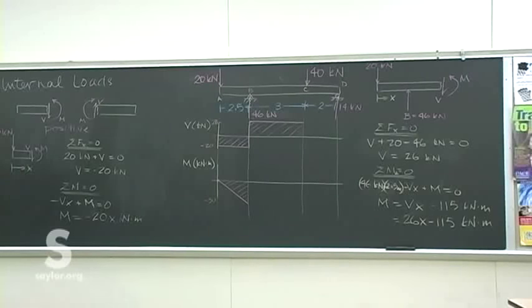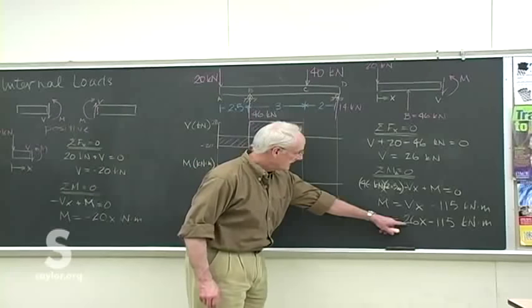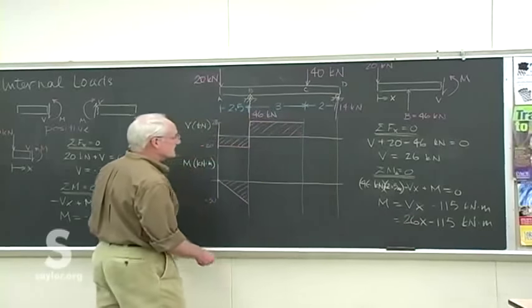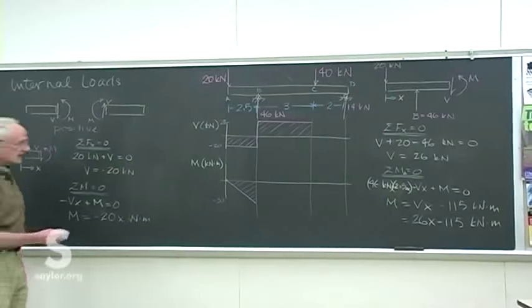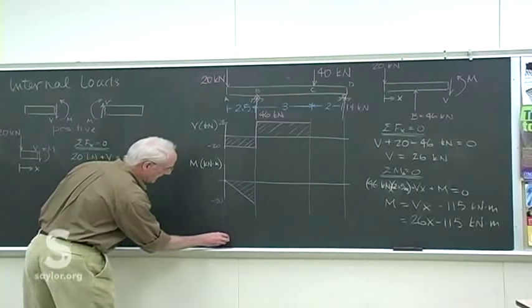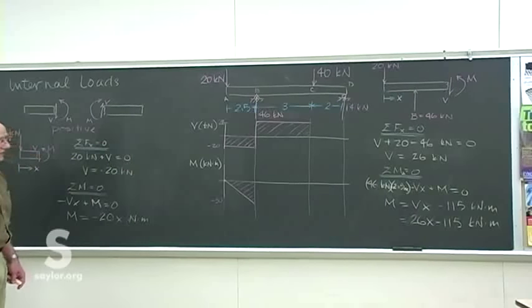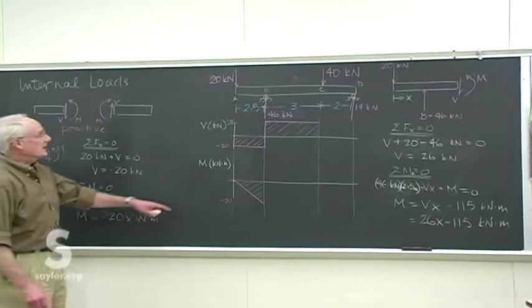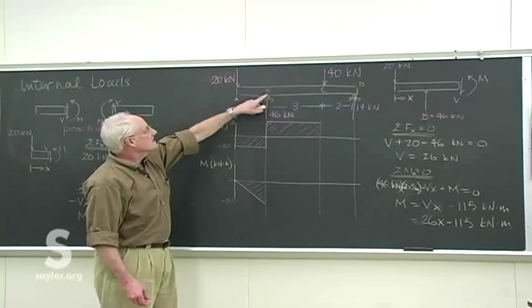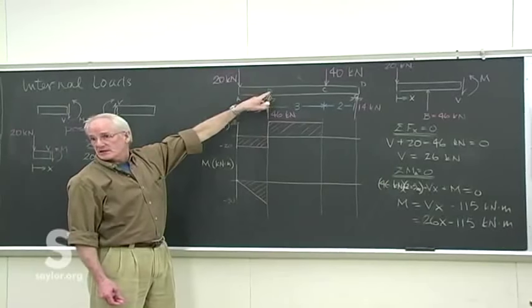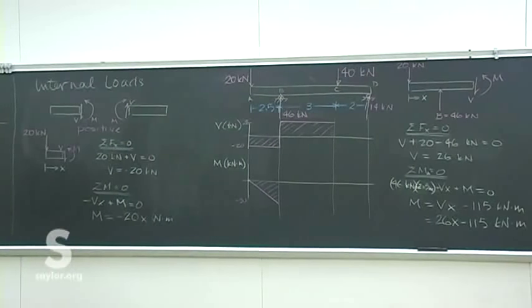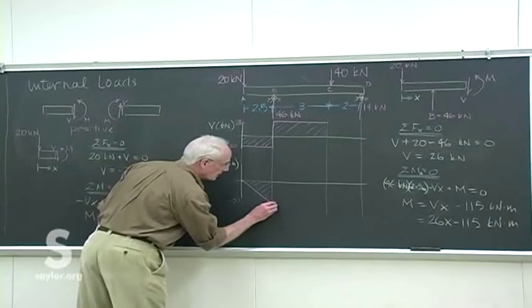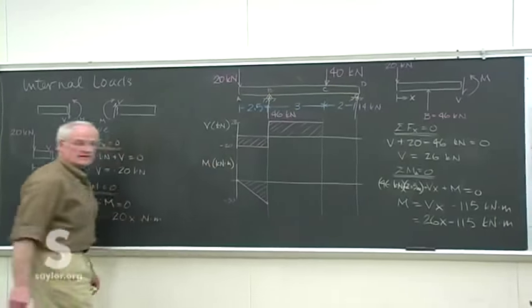So we have to graph that. It's got positive slope because this is 26x. The intercept is minus 115. Remember, that's where x equals 0. So that's somewhere back here. I don't know if that's that much useful to use. But what we can do is notice that this is just a simple pin support, which means there's no additional moment caused by the support. So our line starts from the point where it left off.